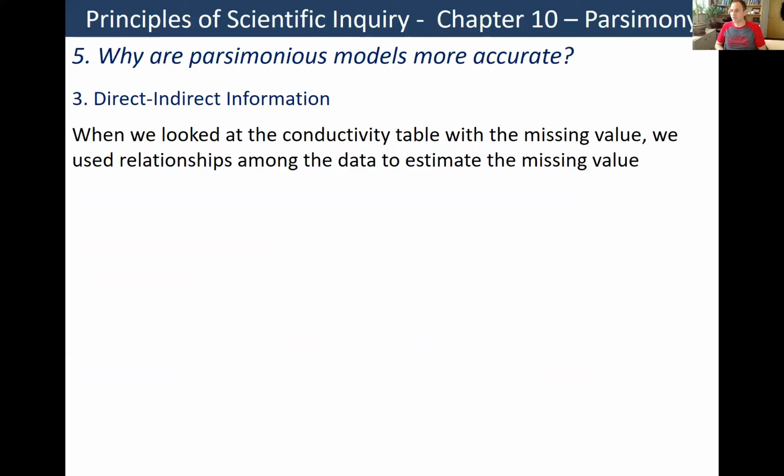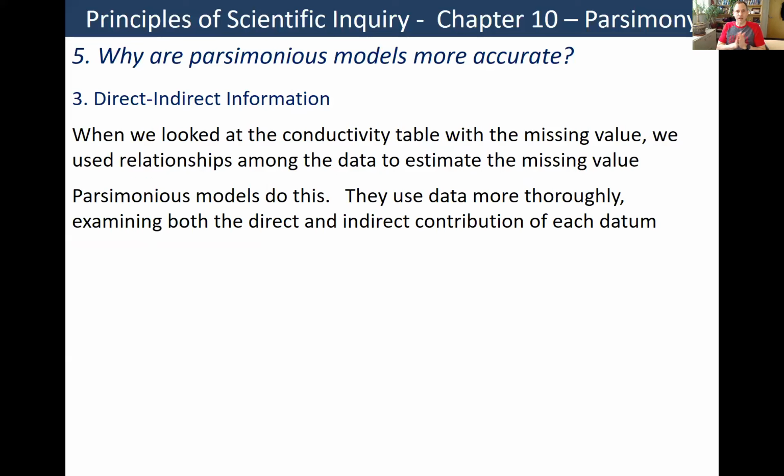Direct and indirect information. So when we looked at that conductivity table, we filled in the middle cell in the conductivity table with the missing value. We used relationships among the data to estimate the missing value. Parsimonious models do this. They use data more thoroughly, examining both the direct and indirect contribution of each datum. Okay. Mendel's peas are an example of that.